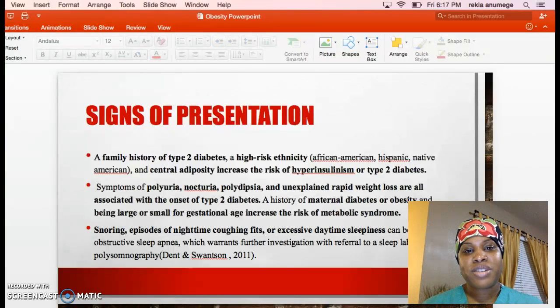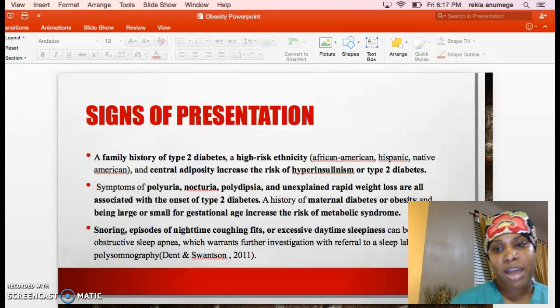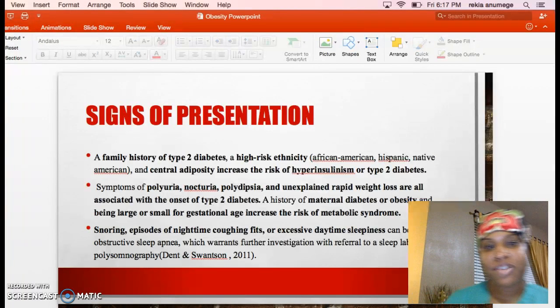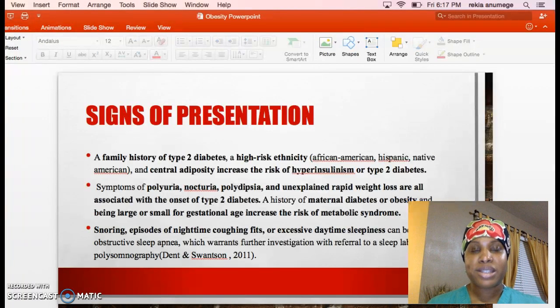Signs of presentation. I'll just touch on this a little without getting too technical. It's just basically the people who are more at risk. That would be African Americans, Hispanic, and Native Americans. It doesn't mean that other races are not exposed to it, but we're definitely at a higher risk of getting type 2 diabetes. And there are a lot of symptoms that are associated with type 2 diabetes that we have to recognize that can lead to obesity, as listed here.